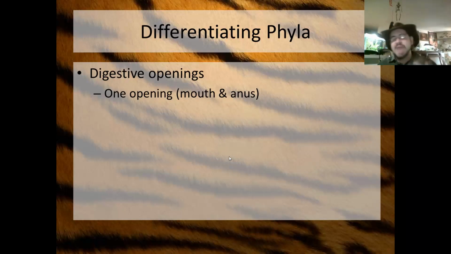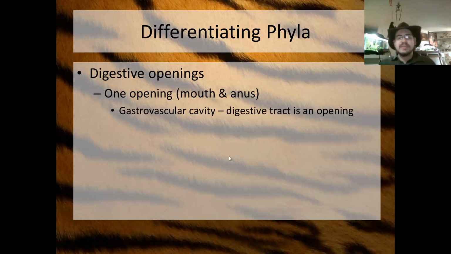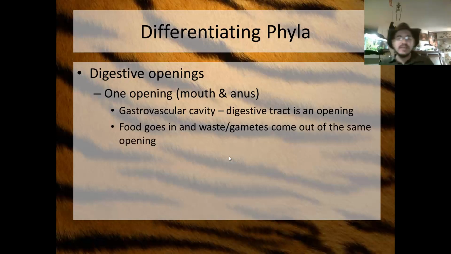So they might have one opening, which serves as both the mouth and the anus, and it opens into the gastrovascular cavity. Basically, the gastrovascular cavity is a hollow space. So the digestive tract is the opening into the gastrovascular cavity. And that hollow space is where digestion occurs. At the same time, waste leaves that cavity and gametes leave that cavity and exit through our single opening.